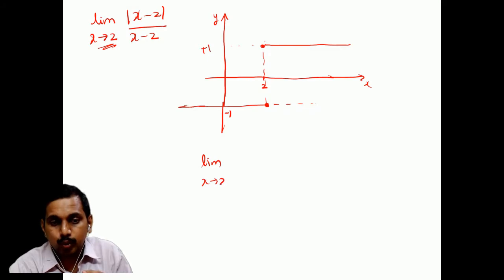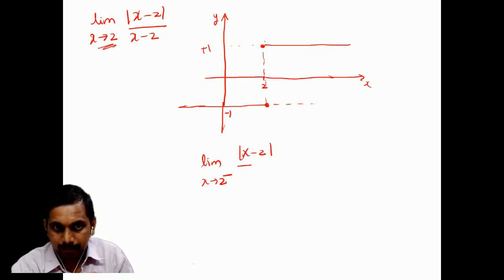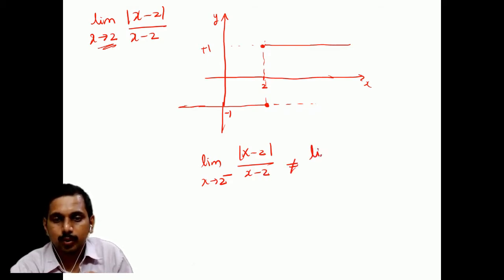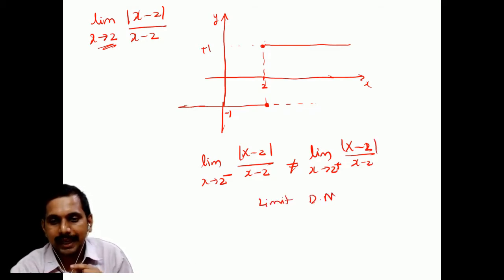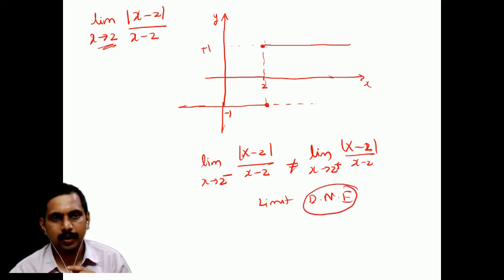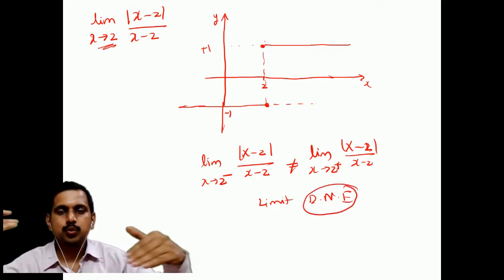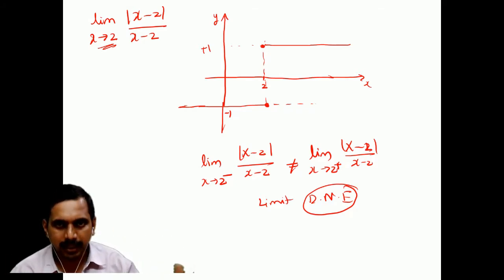limit x tending to 2 minus of magnitude of x minus 2 divided by x minus 2 is not equal to limit x tending to 2 plus of magnitude of x minus 2 divided by x minus 2. That is why the limit does not exist. Very important, it does not exist. You are going from two sides. If it is not the same, the limit does not exist.